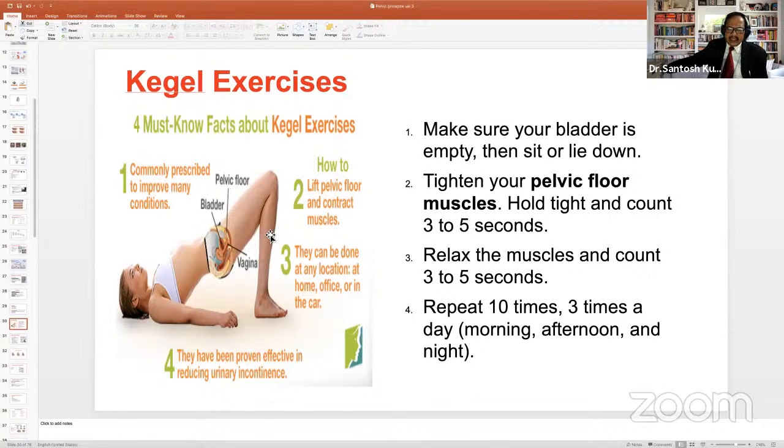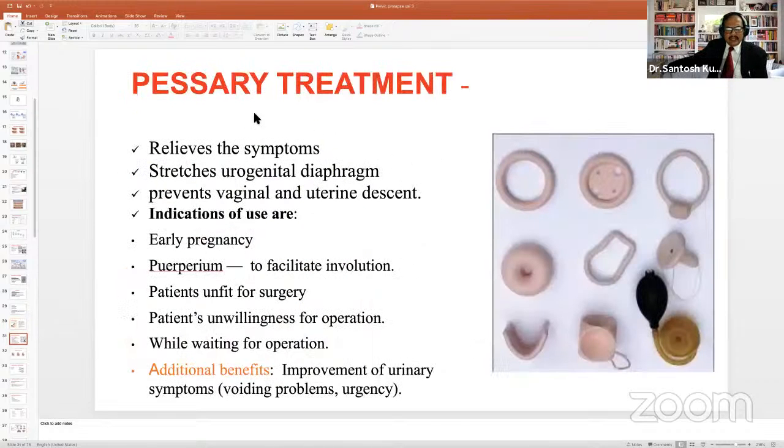In Kegel exercise, one important thing to know is that you contract only the pelvic muscle. There should be no contraction of the abdominal wall muscle. Contraction of the pelvic muscle and relaxation of abdominal muscle is most important when you are teaching Kegel exercise to a patient of prolapse. Other treatment is pessary.